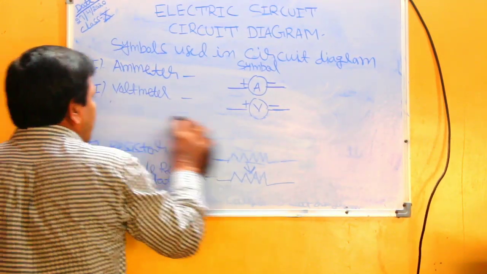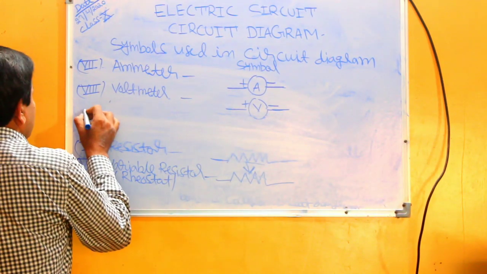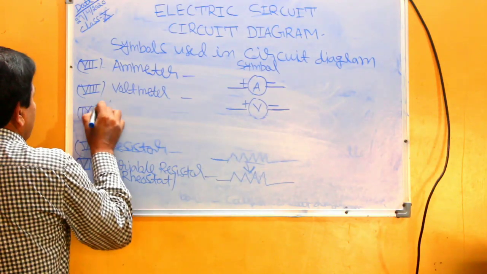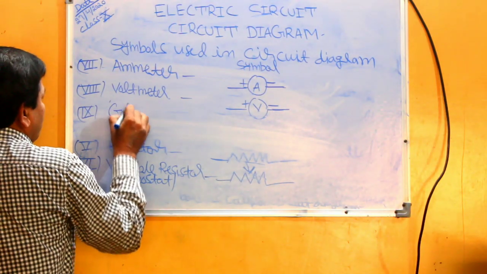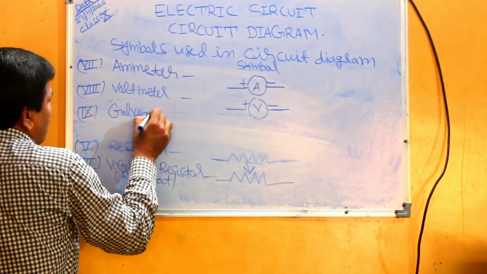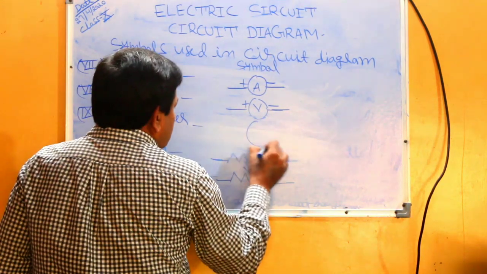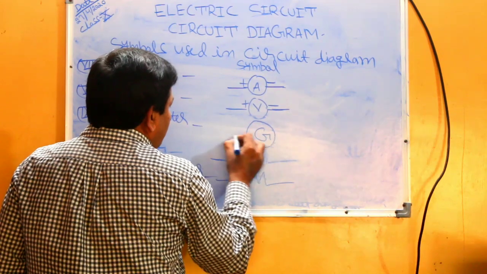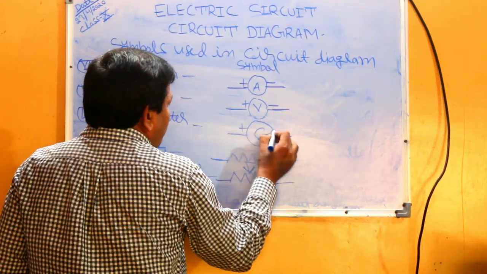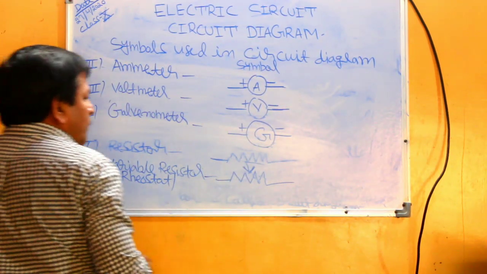Galvanometer. Nine is galvanometer. We put here the letter G, capital G, for galvanometer.